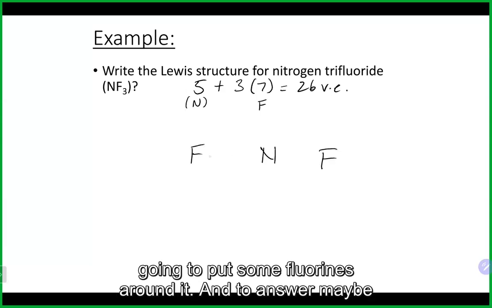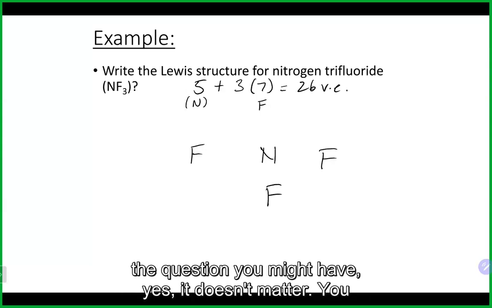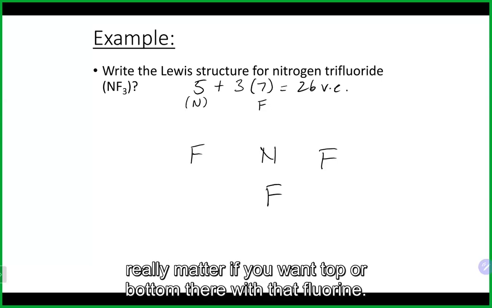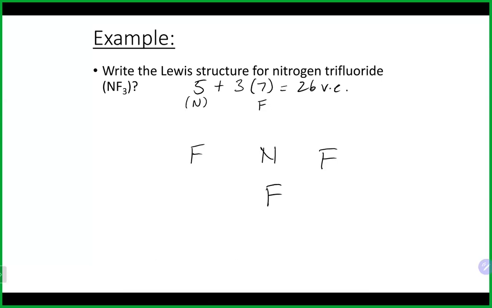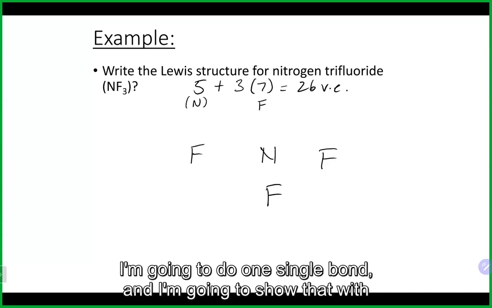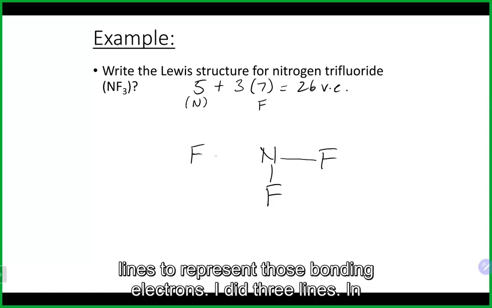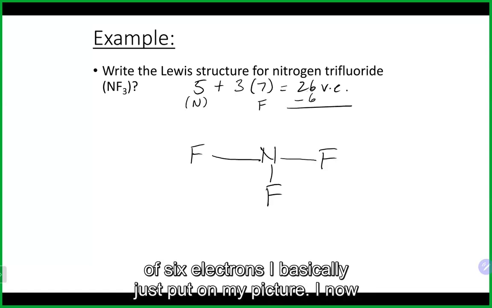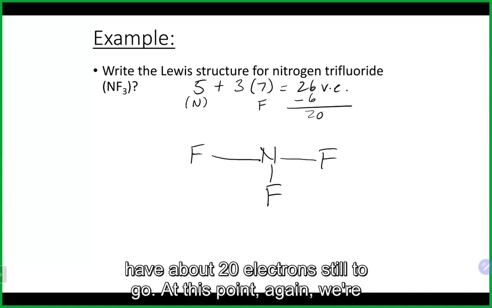I'm going to put some fluorines around it. And to answer a question you might have, yes, it doesn't matter. You could throw the fluorine up on top if you like. Top or bottom doesn't matter. I'm going to do single bonds, and I'm going to show them with lines to represent those bonding electrons. I did 3 lines in this case. Each one represents 2 electrons. That is a total of 6 electrons I just put on my picture. I now have about 20 electrons still to go.